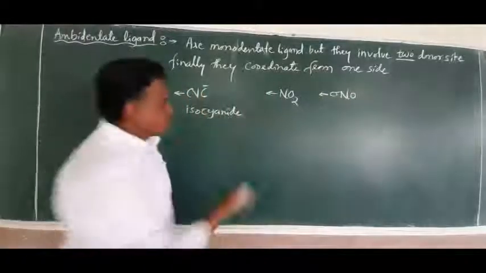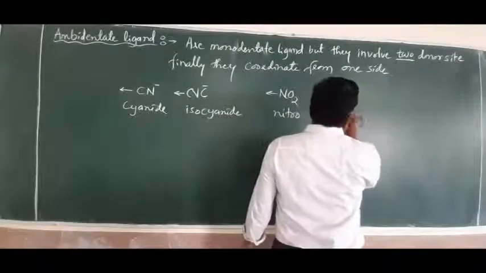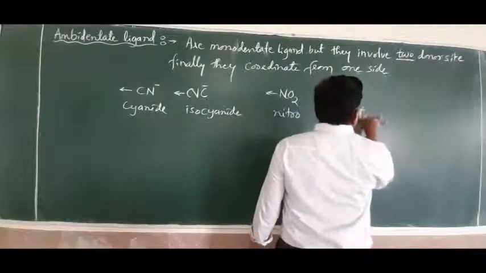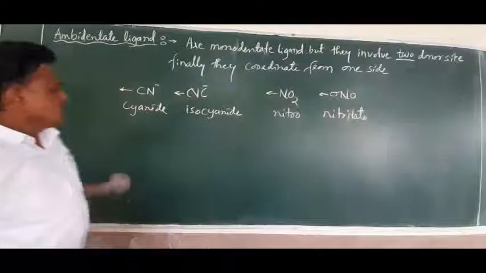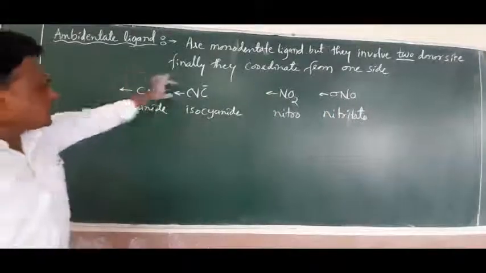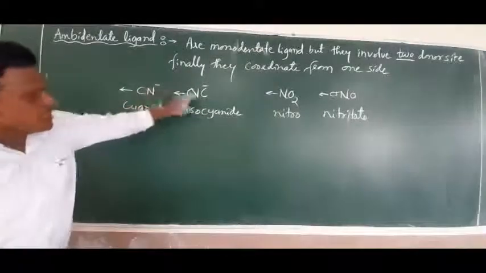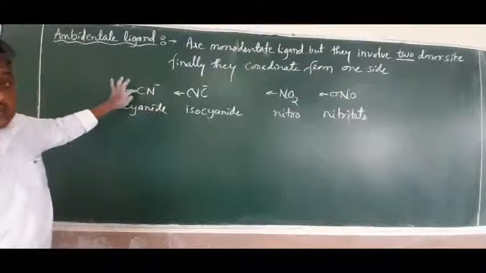Nitro and nitrato. This is a nitro. This is a nitrato. This is cyanide and isocyanide. These are the monodentates, but with two donor sites. Carbon is a donor, nitrogen is a donor. Finally, they coordinate from one side.